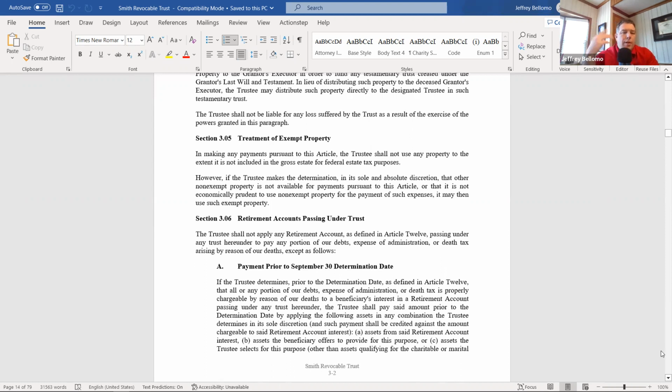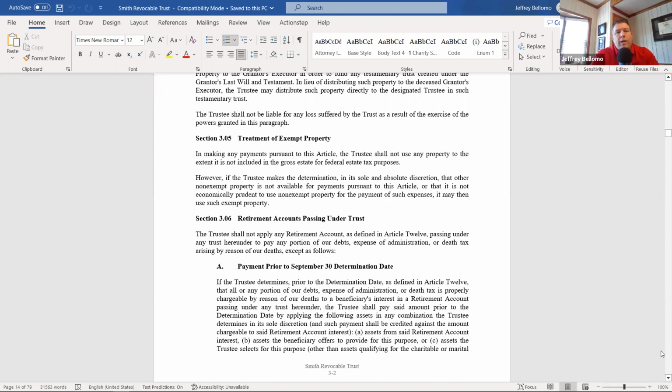What do we do if we have exempt property? What do we do if there's retirement accounts passing under this trust? So I will say this, the retirement accounts will probably be passing under the irrevocable trust. Again, we're kind of having everything directed there and having that trust be the dispositive. I left it here just in case anyone makes a mistake and puts it into this trust.